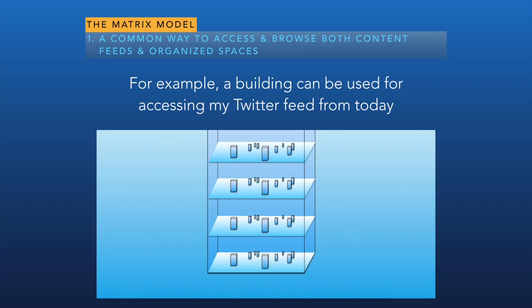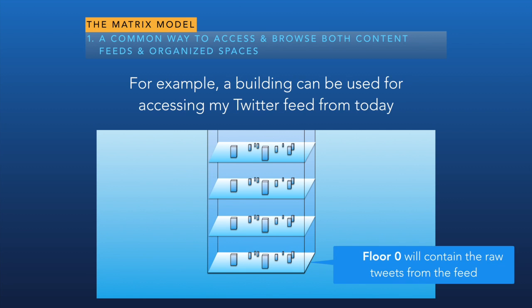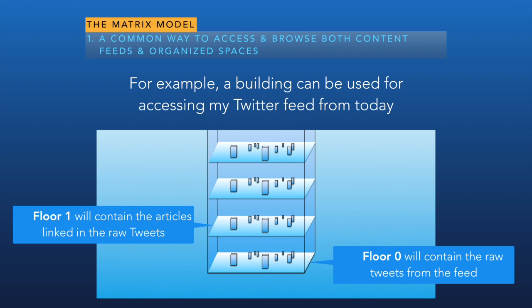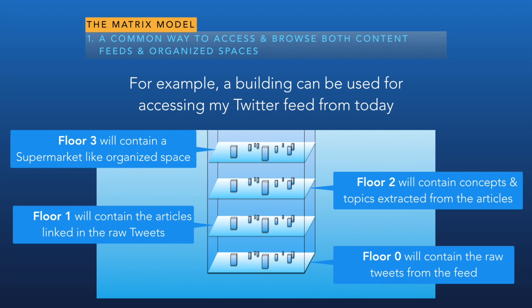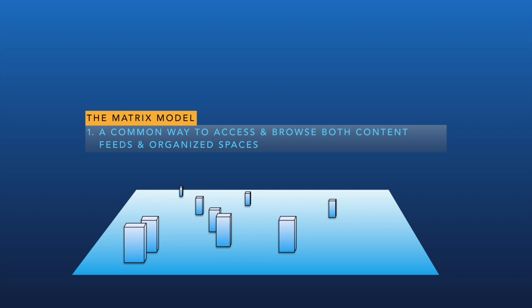So let's look at an example. If we need to store my Twitter feed from today and its processing, we start with a floor to contain the raw tweets from the feed. We then have a floor to contain the articles linked in the raw tweets. Then we have a floor for the concepts and topics that we extract from the articles. And finally, we have a floor where the tweets are presented in an organized space. So this is the matrix model. It's a common way to access and browse both content feeds and organized spaces.